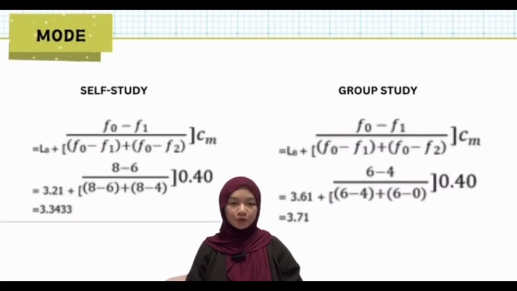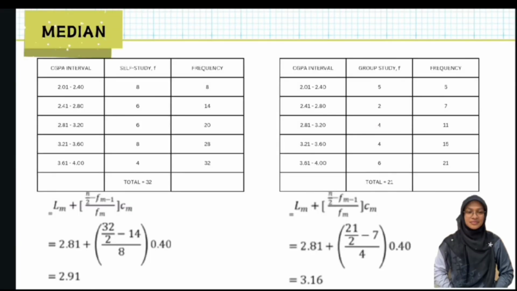Next, we use this formula to calculate mode. From that, the self-study method is 3.3433 and group study is 3.71, which is higher than the self-study method. Next, we're going to find the median for self-study and group study. For self-study, we got 2.91. For group study, we got 3.16.